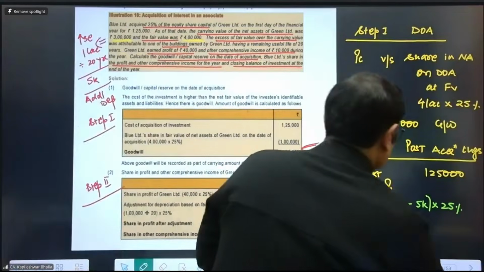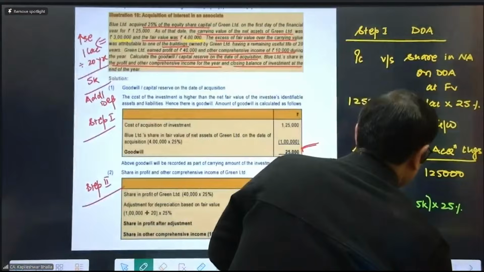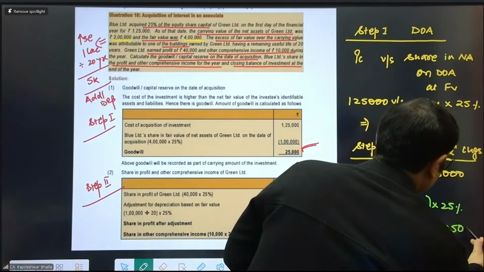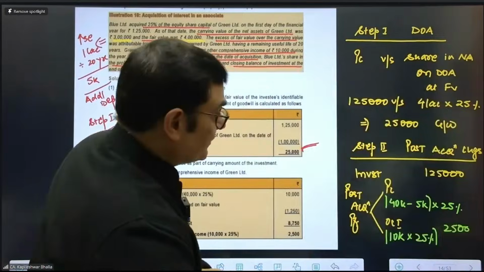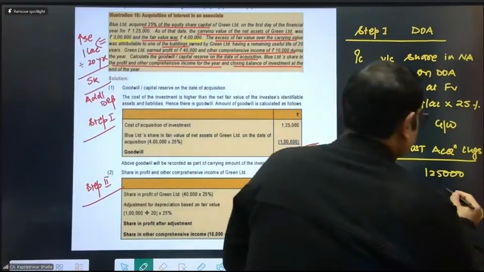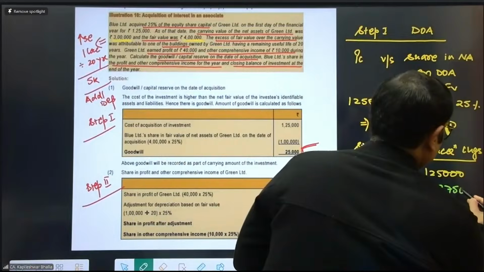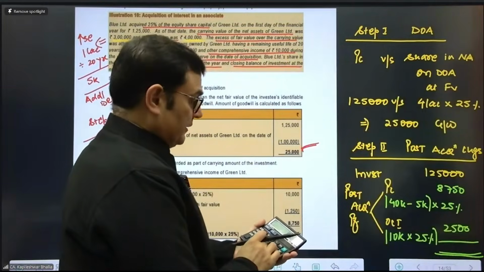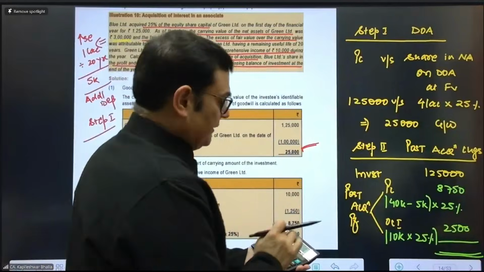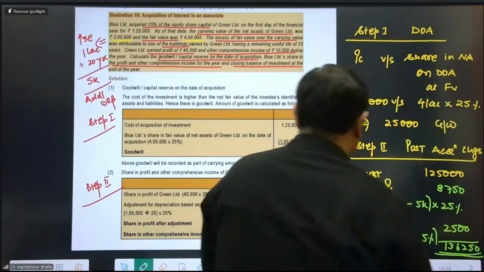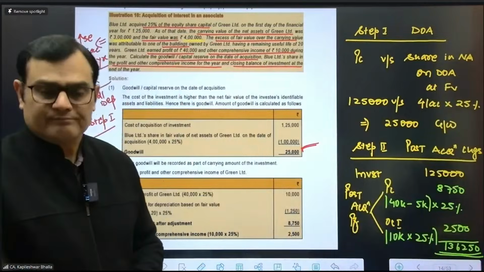OCI earning is to the extent of 10,000. So on this 10,000, we take a 25% share. That's 2,500. And this is 35,000 into 25%. That's 8,750. So with this, we can get the investment value. So if we add all these up, 136,250 is the investment value.